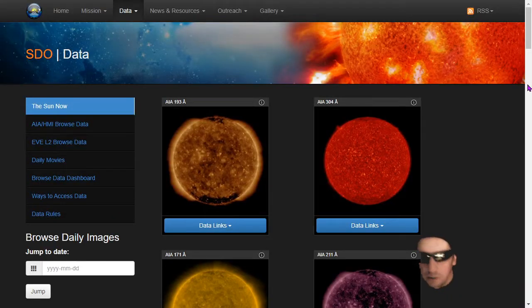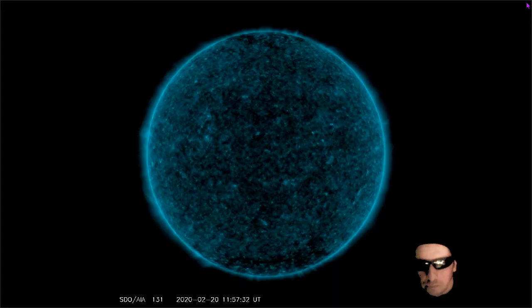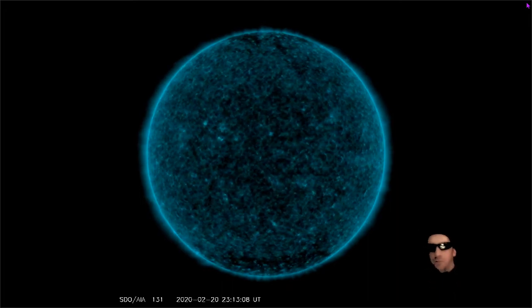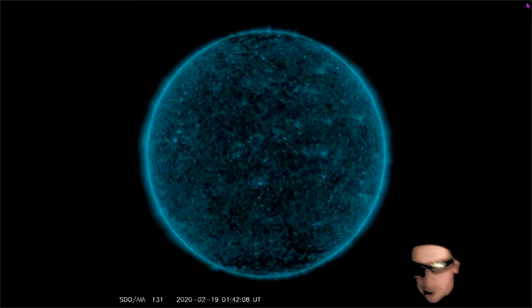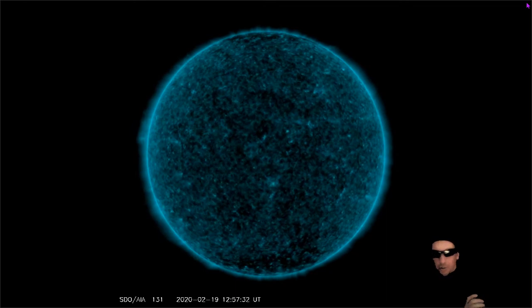And let's move on to a bonus, a feature. And here's the 131 angstroms view. It's 48 hours worth of the local yellow dwarf.